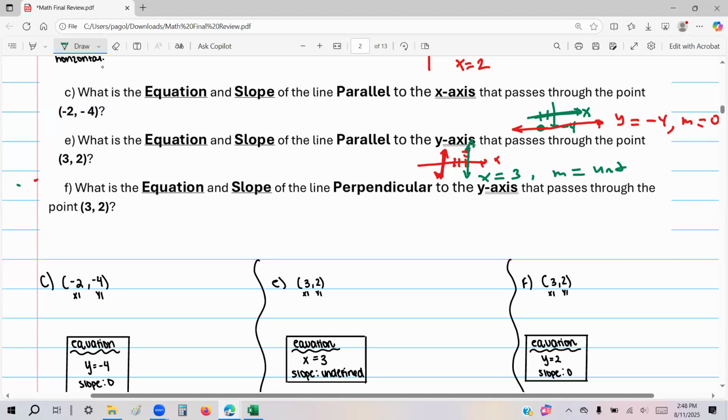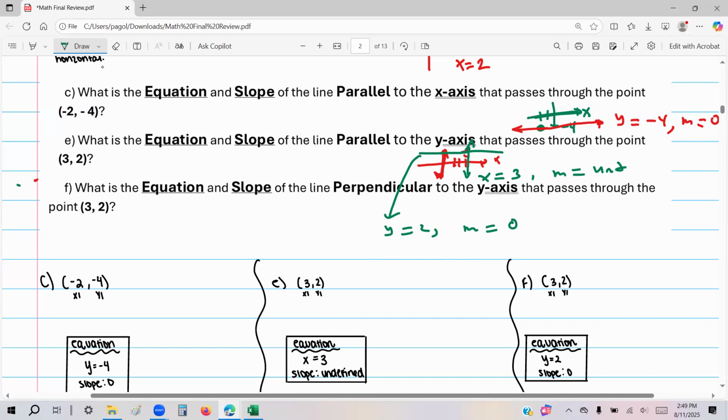Perpendicular. Same question, but this time we are finding the equation of the perpendicular line. So if y-axis is here, what type of line is perpendicular to the y-axis? A horizontal line. So you need to draw a horizontal line here. And what's the equation of this horizontal line? Y equals 2. So what will be the slope? Good.